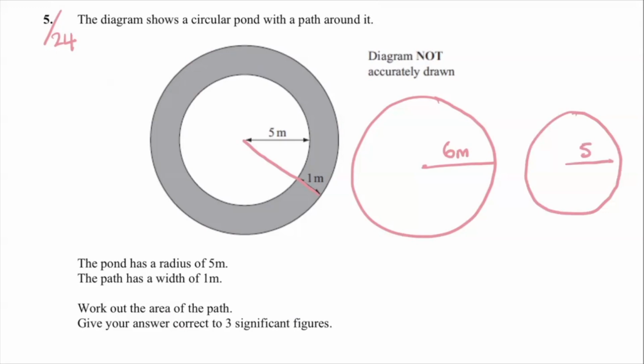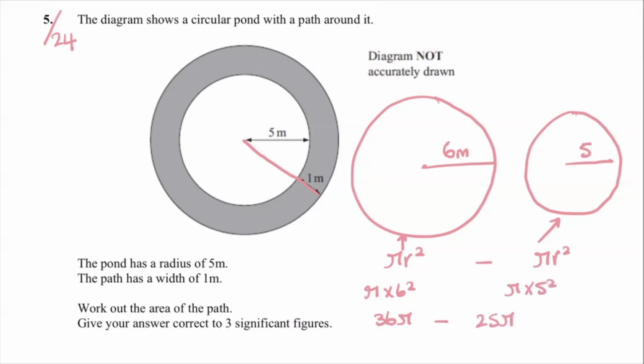So we want the area, which is pi r squared, of this, take away the area, pi r squared, of this. Now, again, if you are taking your exam in 25, 26, 27, these formulas are on the formula sheet, so you are able to use them. So we've got pi times 6 squared, which is 36 pi, take away pi times 5 squared, which is 25 pi.